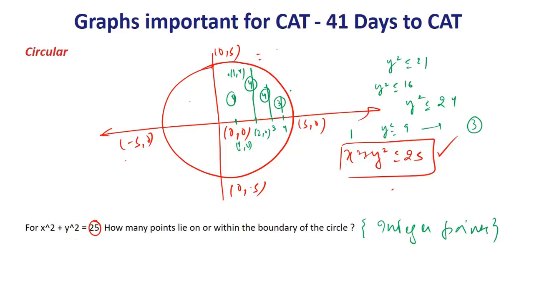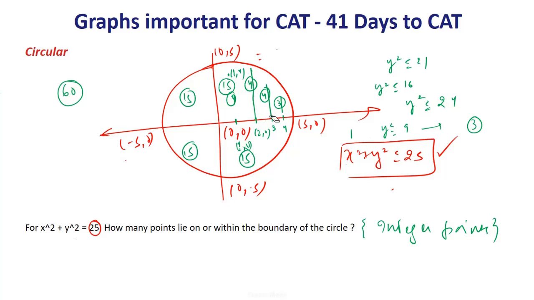I hope this is clear to you. It's very, very simple. So how many points here? 4 plus 4 is 8 plus 4 is 12 plus 3 is 15. So 15 in this part of the sector, 15 here, 15 here, 15 here, total is 60.